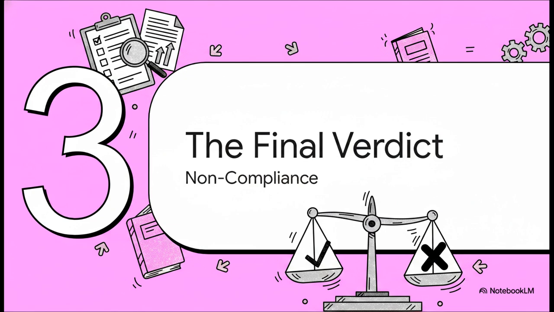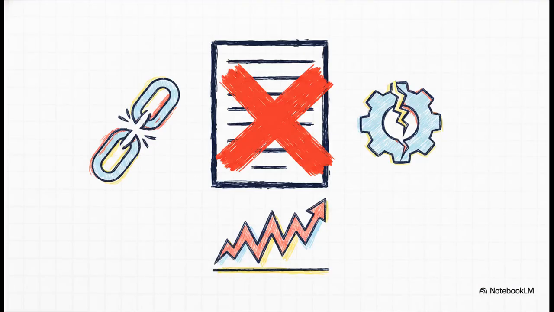So, it is time for part 3, the final verdict. We've seen the hard evidence from the listed company's balance sheet, and we've analyzed the explicit rules laid out in paragraph 68 of Ind AS 1. It all comes down to this. The verdict? It's definitive noncompliance.